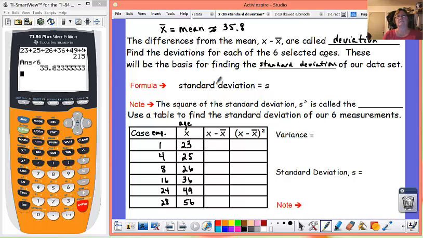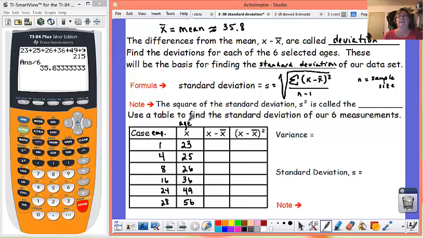Okay, the formula for standard deviation, which is known as lowercase s, is equal to, and folks, it starts out with a great big square root. What's under the square root is this. It's the summation of, that squiggly e stands for summation, the sum of all the x minus x bar pairs raised to the second power divided by n minus 1, where n is the sample size. Our sample size is 6 because we had 6 teachers.